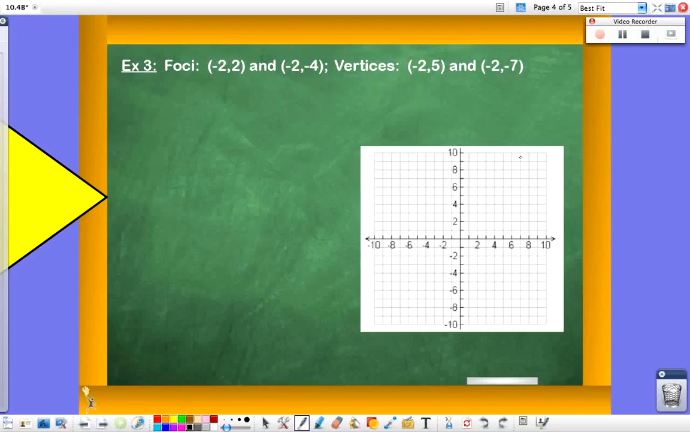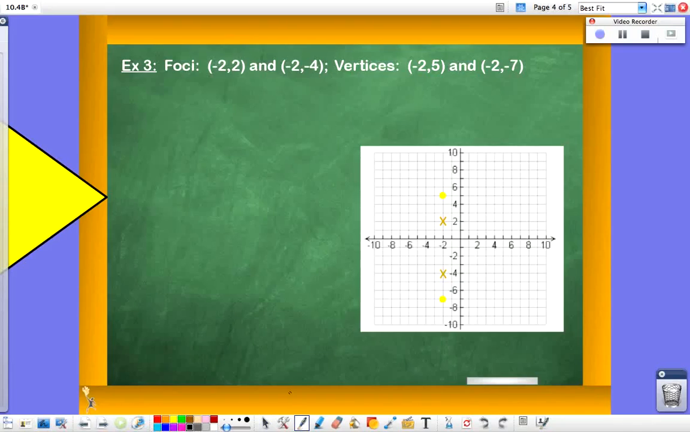All right, so our first foci is at negative 2, 2. I'm going to go ahead and plot that. And my other foci was at negative 2, negative 4. So I've got my two orange X's there representing the foci of my ellipse. The next thing I was given is my vertices at negative 2, 5 and negative 2, negative 7. I'm going to plot those.